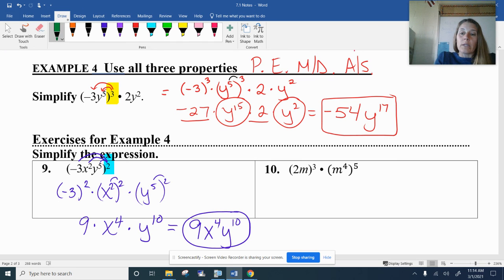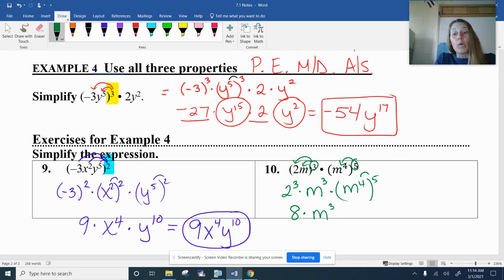All right, and then our last one here, again, I want to get this little 3 on the outside. I want to make sure each of those numbers on the inside get that exponent. So I have 2 to the 3rd times m to the 3rd, and then over here, I'm going to have my m to the 4th to the 5th power. So 2 to the 3rd is 8. And m to the 4th to the 5th, I'm going to multiply those two, giving me m to the 20th. And then finally, I can add these two exponents because I'm multiplying. So that's going to be m to the 23rd.